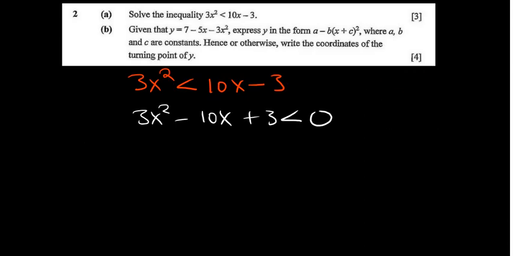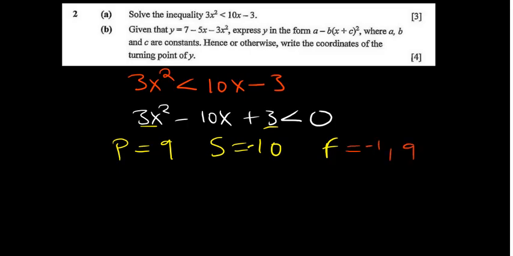Okay, let's look at the product. The product becomes 3 times 3, 9. The sum is negative 10. What are two numbers that multiply to give you 9 and add to give you negative 10? I believe it should be 1 and 9. So they should both be negatives. Negative 1 times negative 9 is positive 9. You add them, they give you negative 10.